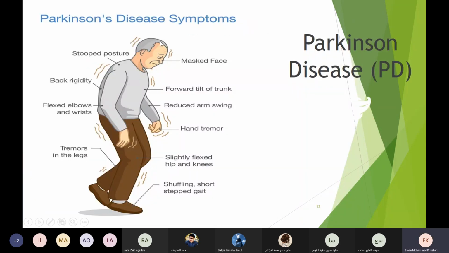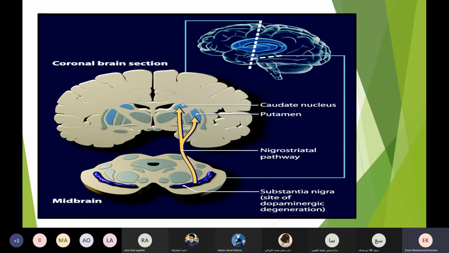Now, also, this photo will summarize the features of Parkinsonism. As I told you, remember the triad, tremor, rigidity, okay? Mask face, shuffling short step gait, reduced arm swing. So these are the clinical features of Parkinson's, and the posture is stooped, okay? And the pill-rolling tremor, as we said.